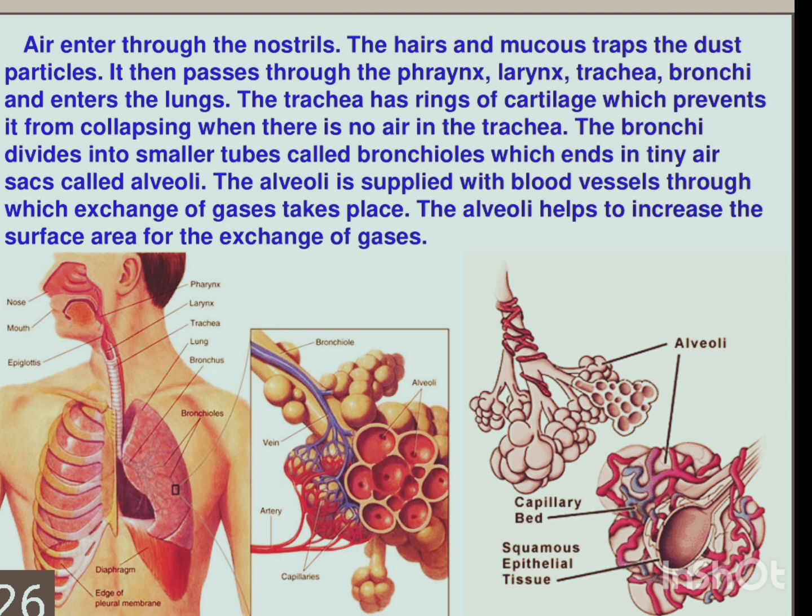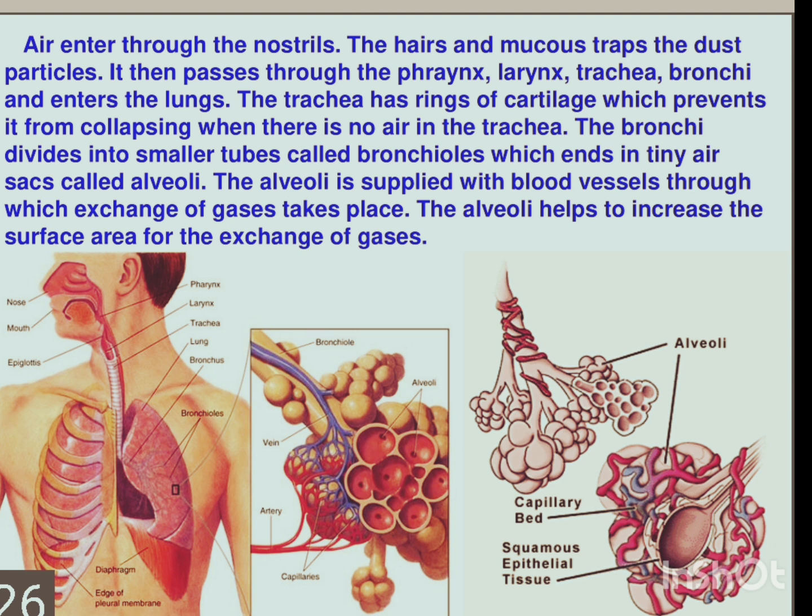The trachea has rings of cartilage which prevent it from collapsing when there is no air in the trachea. Then the bronchi divide into smaller tubes called bronchioles, which end in tiny air sacs called alveoli. The alveoli are supplied with blood vessels through which exchange of gases takes place. The alveoli help to increase the surface area for the exchange of gases.